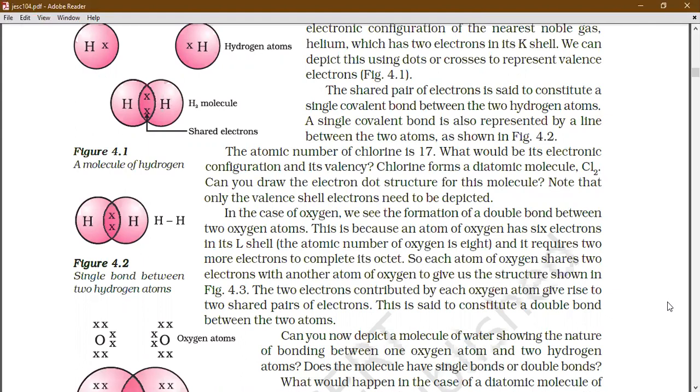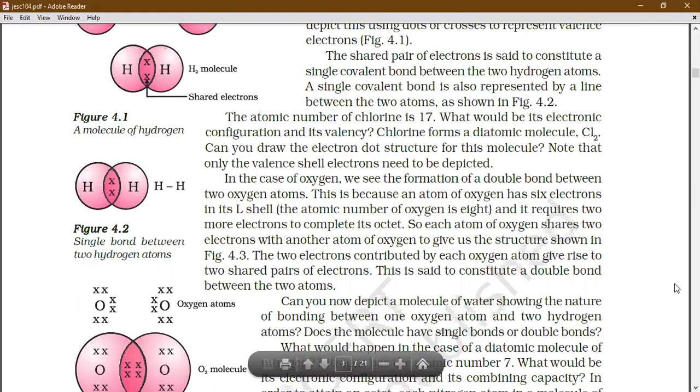The atomic number of chlorine is 17. What would be its electronic configuration and its valency? Chlorine forms a diatomic molecule, Cl2. Can you draw the electron dot structure for this molecule? Note that only the valence shell electrons need to be depicted.